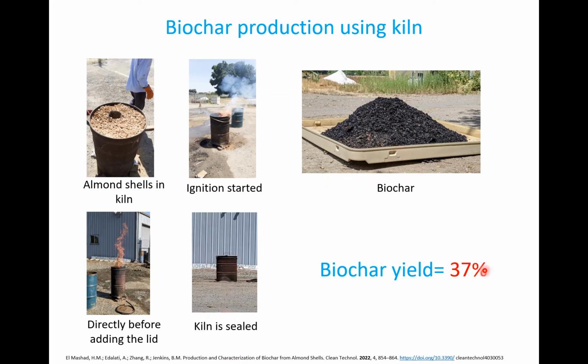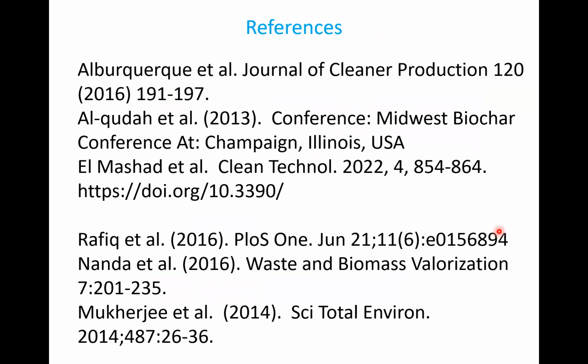And in this case, we get a biochar yield of about 37% of the mass of the almond shell that we used in this barrel. Here are just some references for you, so you can go back and look at them.